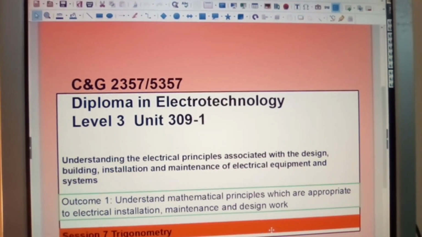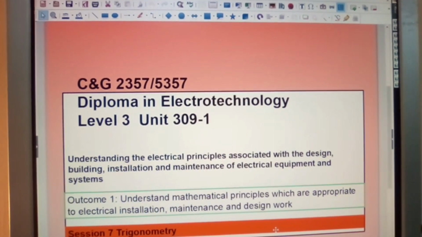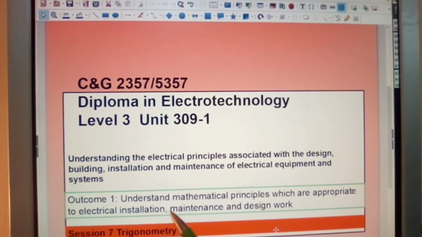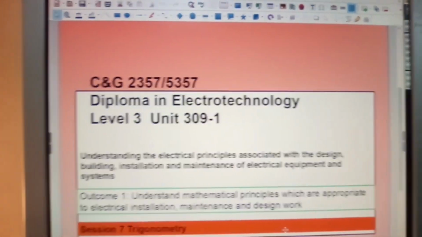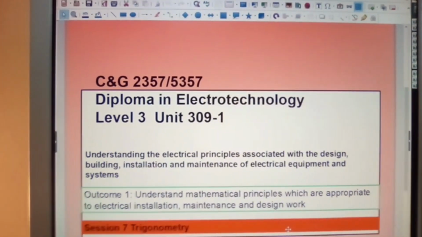Session 7, Trigonometry. Now again, the outcome here is understand mathematical principles which are appropriate for electrical installation, okay? Standard and criteria is still the same.